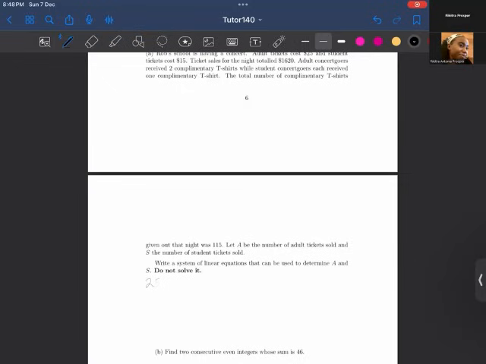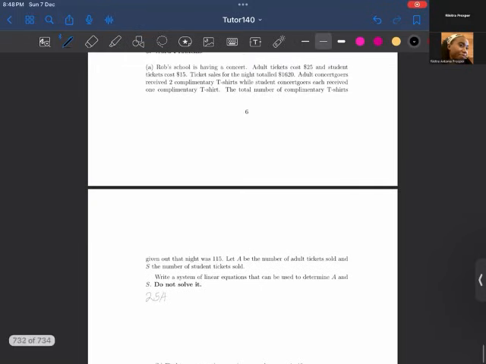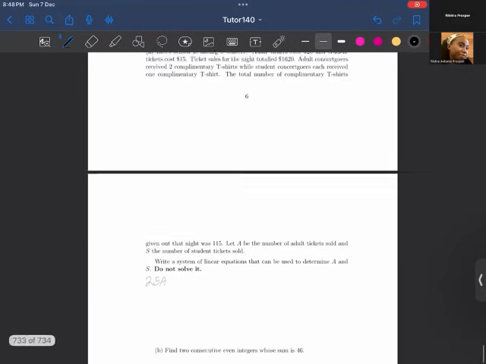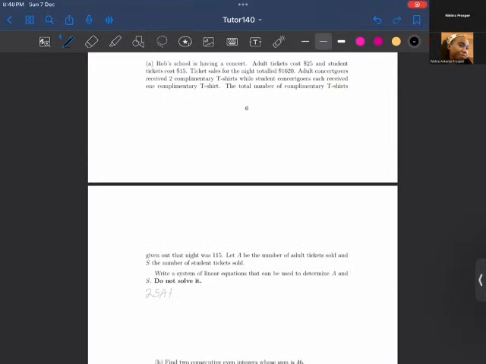So we could just write 25A because however many adults came, each of them paid $25, right? So 25A plus the student tickets cost $15, right? Same thing with students. However many students came, they paid $15. So $15 for every student. So 15S. So your 25A plus 15S, and we're going to set that equal to, put the money with the money.